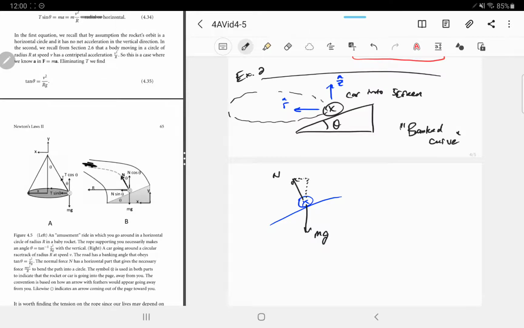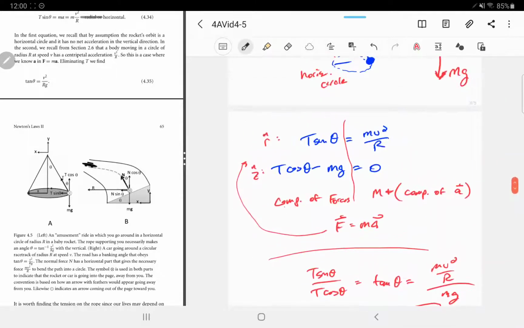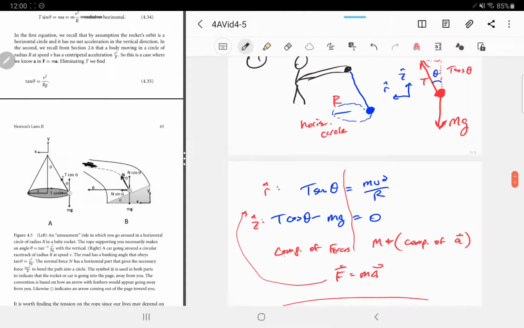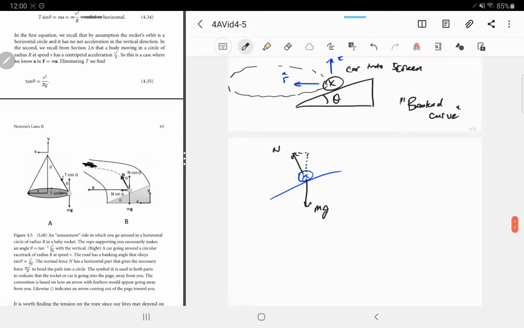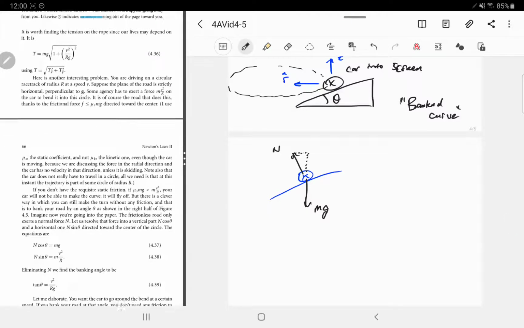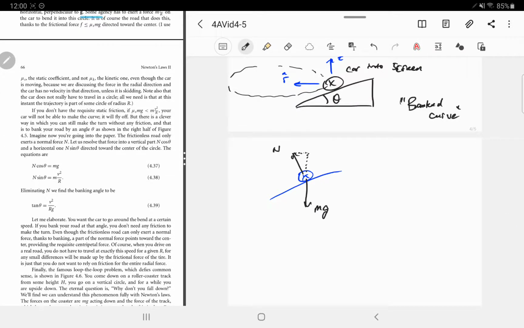So the normal force is playing the role that tension did in this problem. Right? The tension's doing 2 things. It's keeping it going around the circle, and it's balancing the weight. Same thing with the normal force here. So as a result, you actually get the same exact answer. So here, this is very similar to example 1. And the answer for how you relate the speed and the angle is tangent theta is v squared over g times r.